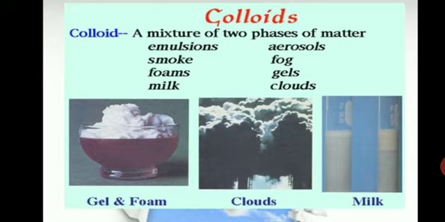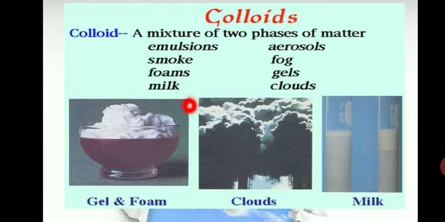Similarly, in a suspension we also have two types of particles, that is a solvent and a solute. Some examples: chalk solution, so we are dissolving chalk in water, so chalk is a solute and water is a solvent. Similarly, colloids also contain two phases of matter. I will explain later. Let's just look at the examples.